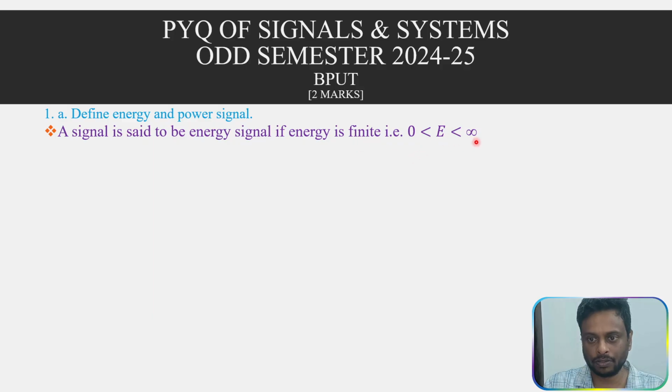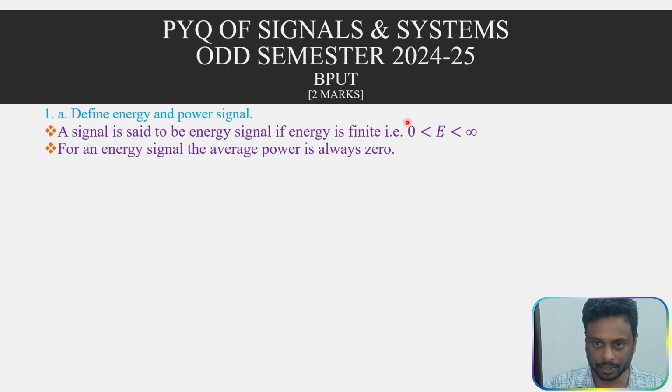E is from 0 to infinity. So any value between 0 to infinity is said to be finite. Okay. Similarly, the second condition is that for an energy signal, the average power is always 0. Okay. So if the two conditions are met, then the signal is said to be an energy signal. That is, the average power equal to 0 and the energy is finite.